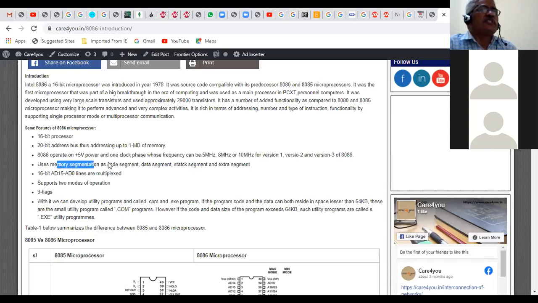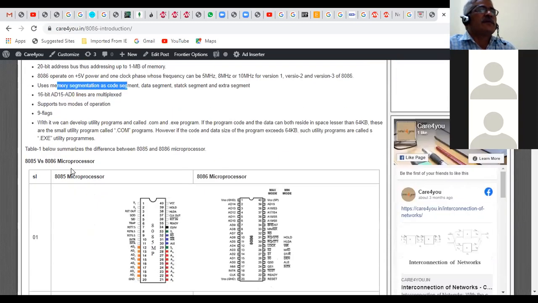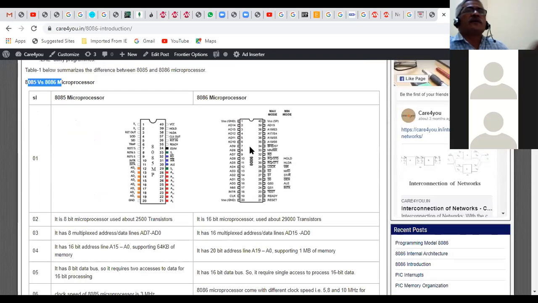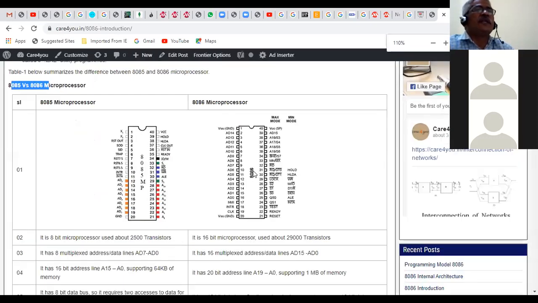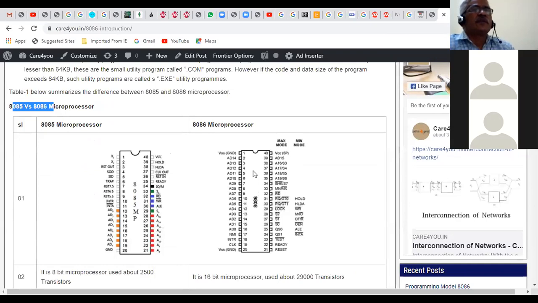It uses memory segmentation. 16-bit lines are multiplexed, that is AD0 to AD15, and 9 flags that we saw yesterday. As far as the comparison is concerned, 8085 versus 8086. I hope the diagram is visible to you. If you look at the pin diagram, you have 40 pins on its periphery. Both have 40 pins.